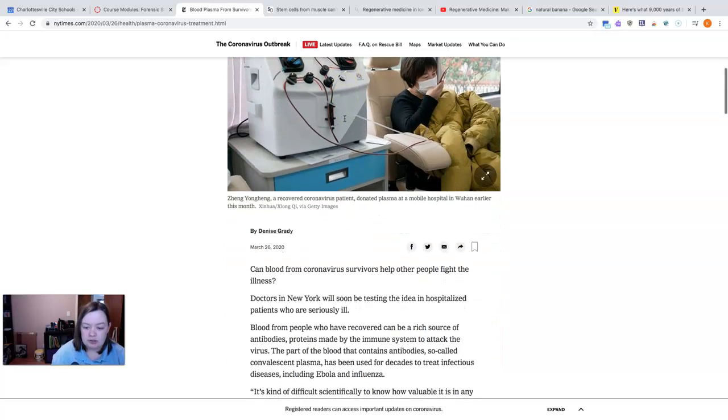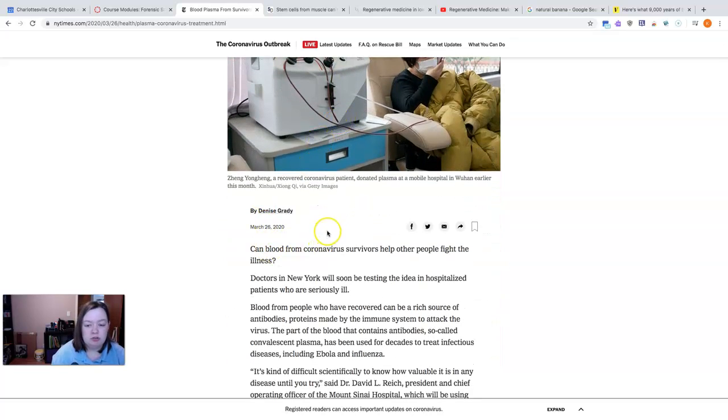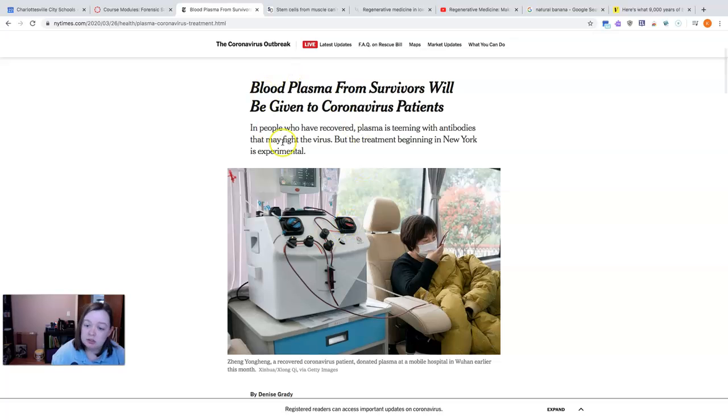So that's another way that they're using it. This again, New York Times, March 26th, if you wanted to look this up. Pretty cool article about what they're looking to do. Hopefully, I think they're starting to do it in New York. New York has had approval to begin this process, to see if they can give any antibodies to people that are currently severely suffering from the coronavirus. So that would be really cool.